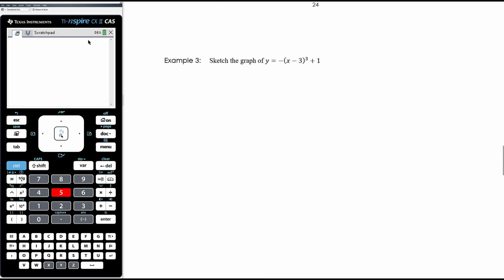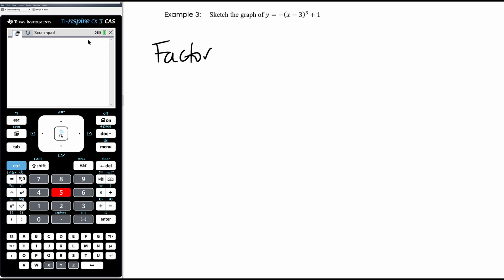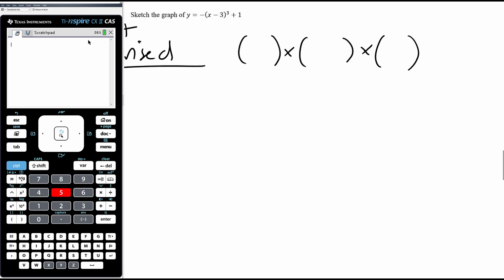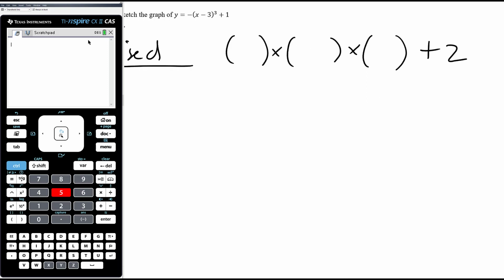Alright, example 3. Is this the last one? No, we've got another one. Sketch the graph of y equals negative (x minus 3) all cubed plus 1. Now this is not factorized. Let's be clear about what factorized means. Okay? Factorized is something times something times something, nothing else. The minute you add something on the end here, it's not factorized. Okay? So this is not factorized.